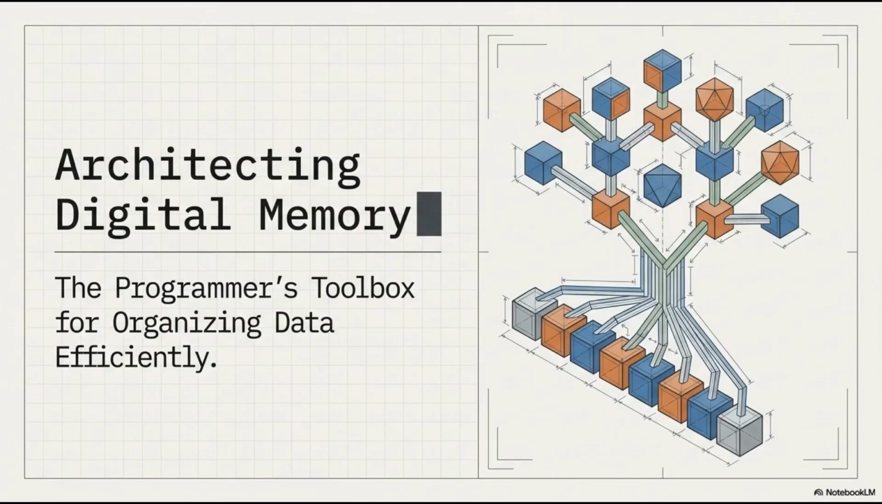Welcome to The Explainer. Today, we are literally cracking open the programmer's toolbox to see exactly how simple, everyday physical concepts dictate the architecture of complex digital memory. Because if you've ever wondered why one app feels lightning fast and another just kind of chugs along, well, the secret is entirely in the structure. Organizing data efficiently is the absolute core of writing fast, functional code.